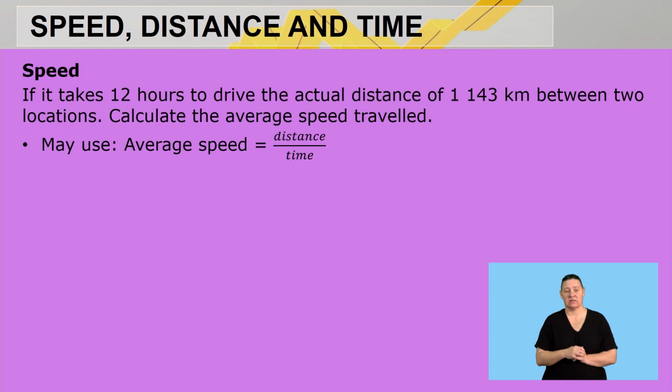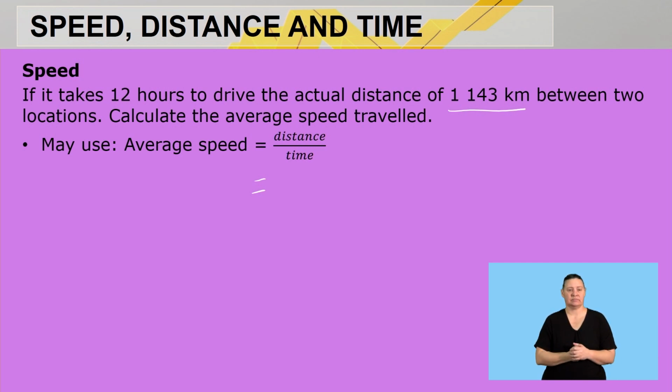Now looking at the first example, it says if it takes 12 hours to drive the actual distance of 1,143 kilometers between two locations, calculate the average speed traveled. Now you are given a formula. It says average speed is equal to distance divided by time. So now I'm not going to repeat the formula. I'm only going to substitute what is given to me.